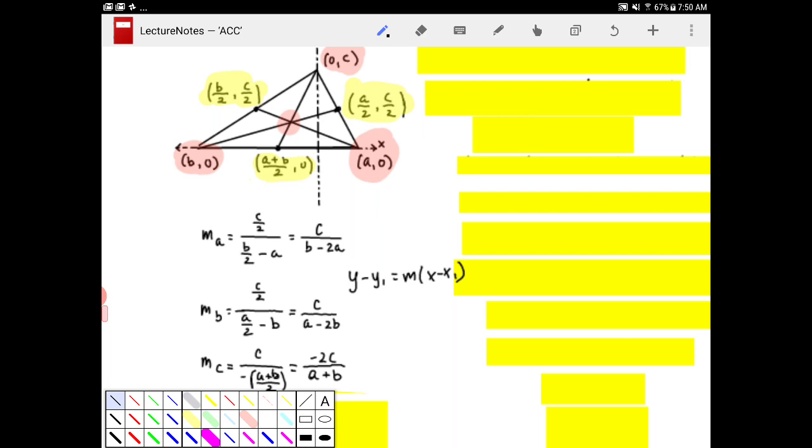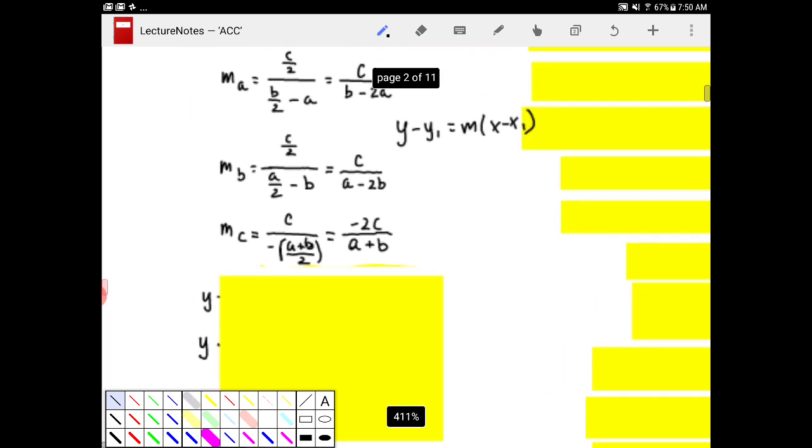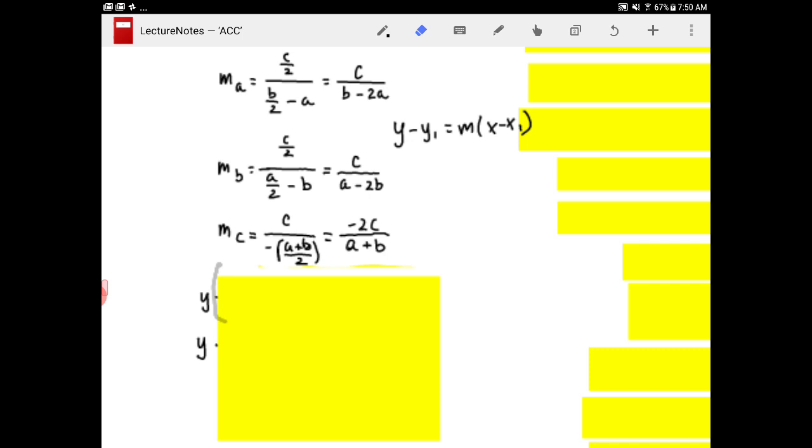So what we're going to do is take the slope at a, the slope of the line that passes through a comma 0, and find out what that equation is. The equation of the line that passes through a comma 0 is going to look something like this.